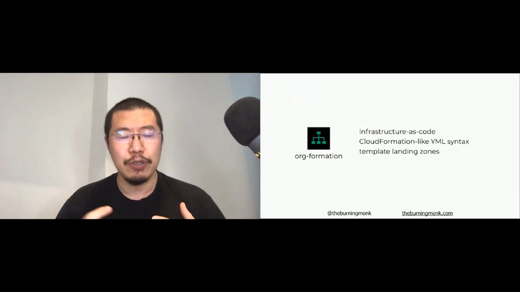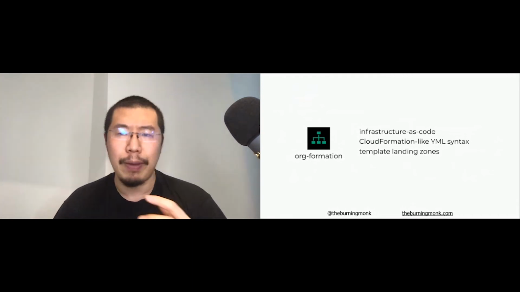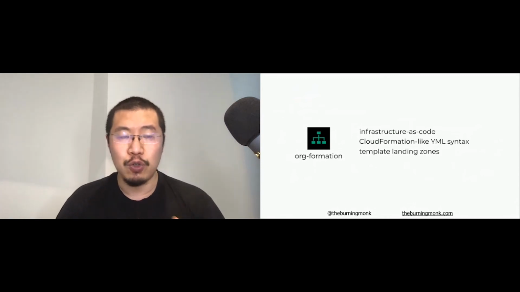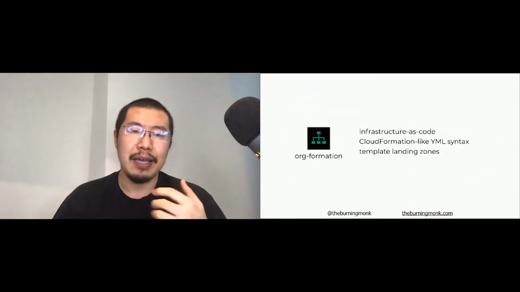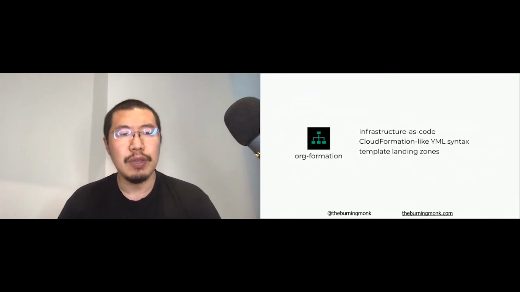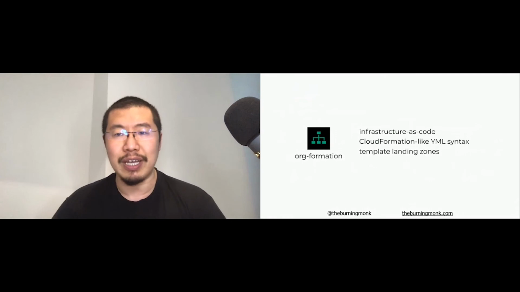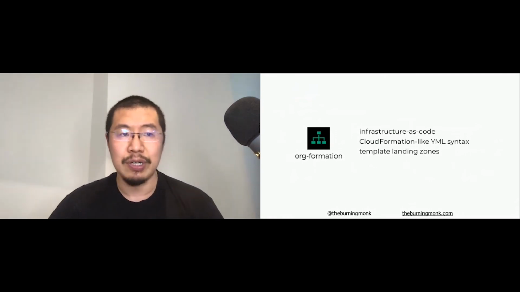And it makes it easy for me to template my landing zones, which is basically the set of base infrastructure that should be provisioned to every new account. Things like KMS encryption keys, VPCs, and things like that. So in this case, I was able to declare a master AWS account as the root for my entire organization. Again, it's all done in code using a syntax that's very similar to CloudFormation.